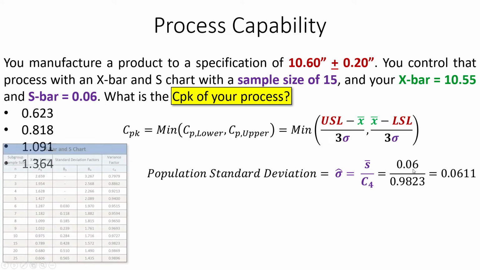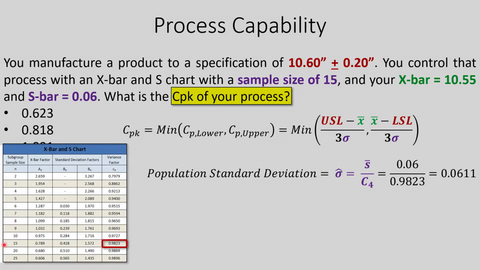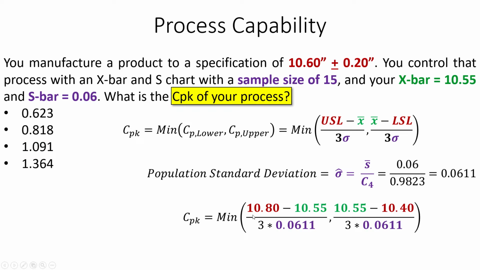Now remember, that C4 factor comes to us from this X bar and S chart where our subgroup sample size is 15. We come all the way across. Our variance factor, the C4 factor, is 0.9823. You can see that here in the denominator. And essentially we can translate our S bar value into standard deviation and complete the calculation.